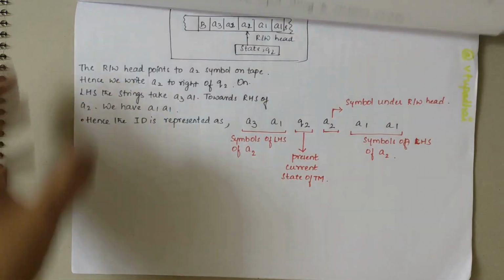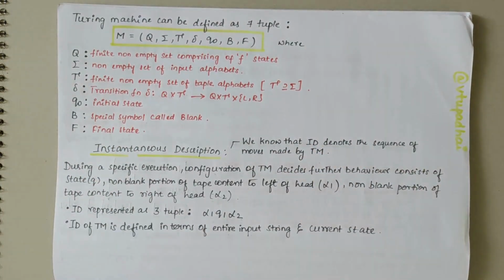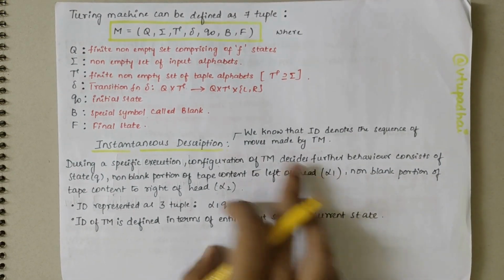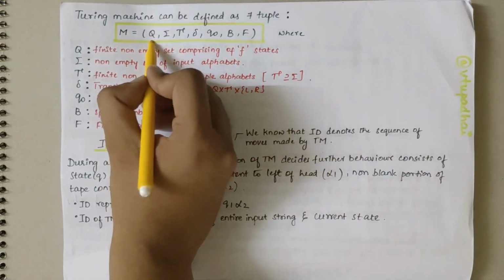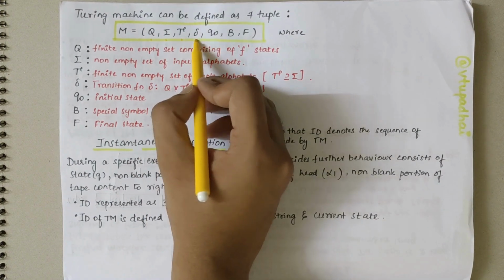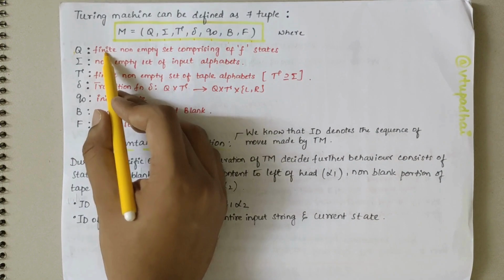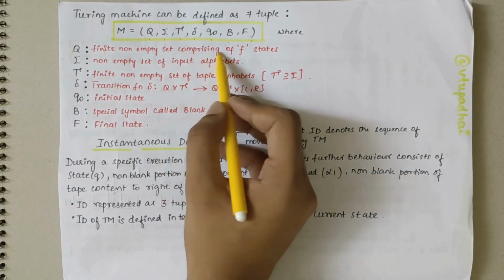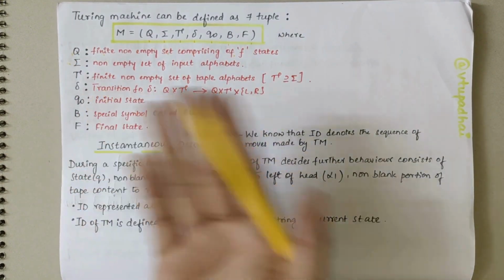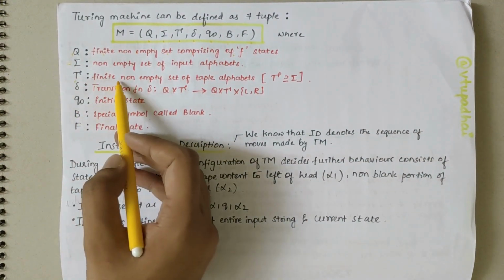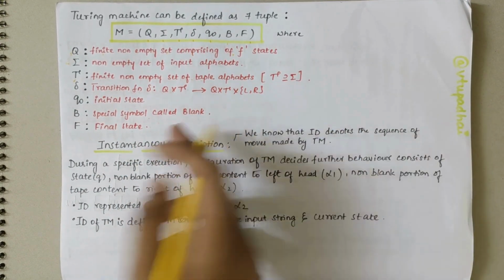Next, let's look into the proper definition of Turing machine. A Turing machine can be defined as a 7-tuple. It comprises Q, sigma, tau, the transition function, Q naught, B and F, where Q is a finite non-empty set comprising all the states, including F the final states, sigma comprises all the input alphabets, and tau comprises the non-empty set of tape alphabets.